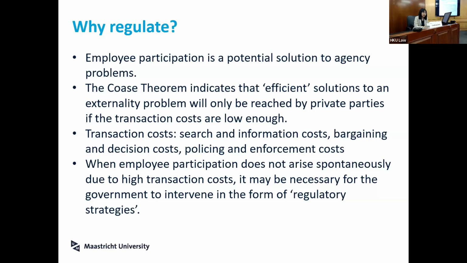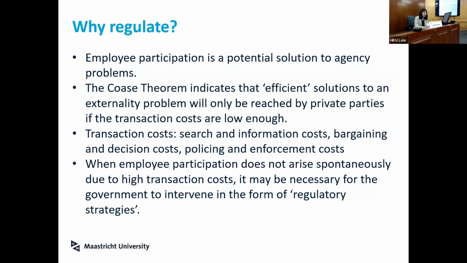And also the policy and enforcement costs. To make sure that employee participation policies can be implemented in a way that both employees and employers will like, it will cost a lot, because it will be difficult for employees to monitor or constrain how employers implement employee participation policies. So that would be the cost of enforcement. Therefore, it could be difficult for both employees and employers to reach an efficient agreement for employee participation.